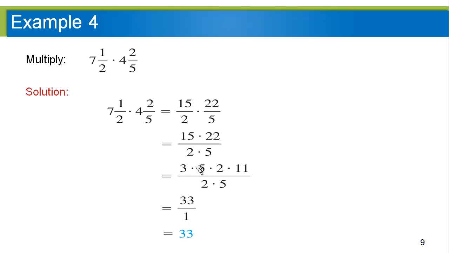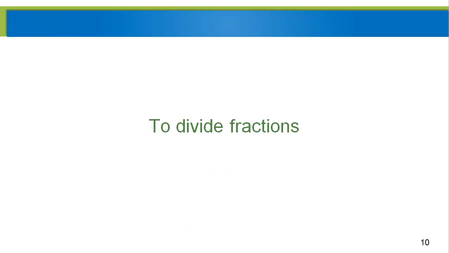15 is just 3 times 5. 22 is 2 times 11. When you write it out like that, and then the bottom is 2 times 5, we can see that the 2s cancel, the 5s cancel, and you're left with just 3 times 11 over 1. 33 over 1, the answer is 33.